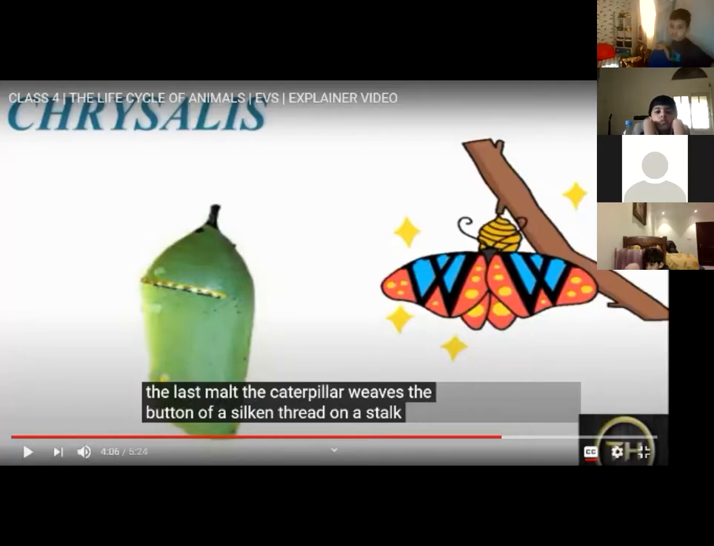caterpillar eats enough food, it makes something called a cocoon. We call it a pupa. And the caterpillar is called a larva during the baby age. When it grows up a little, it's called a caterpillar. And when it becomes a cocoon, it's also called a pupa. But when the pupa hatches, it takes a lot of days or years. When it hatches, it brings out the butterfly.